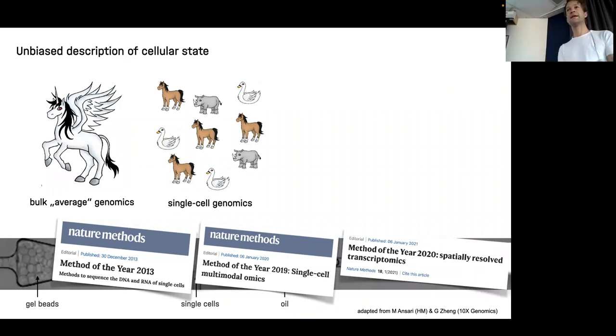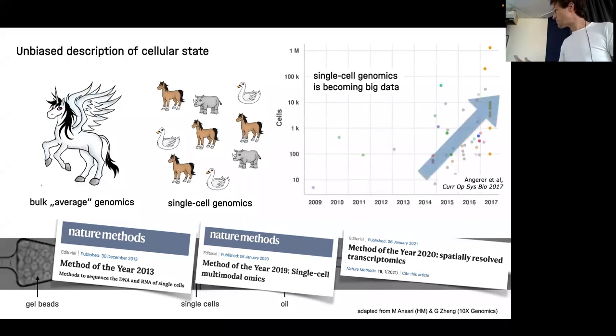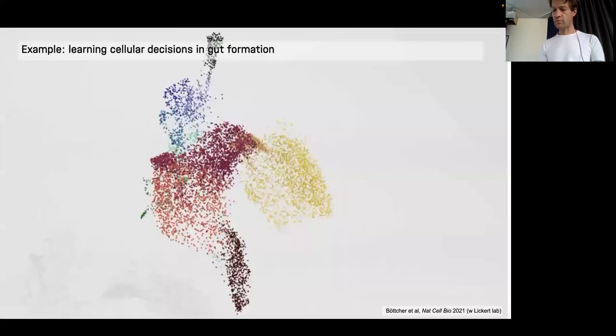This is, of course, when you want to get cells into context, where we don't want to dissociate them. It goes back to the microscope in a sense, where it has been developed. You know, this is becoming big data. This is from an older review that we did. But from the machine learning perspective, it's absolutely crucial that we have this high throughput type of information, so that we can really learn more complex models.